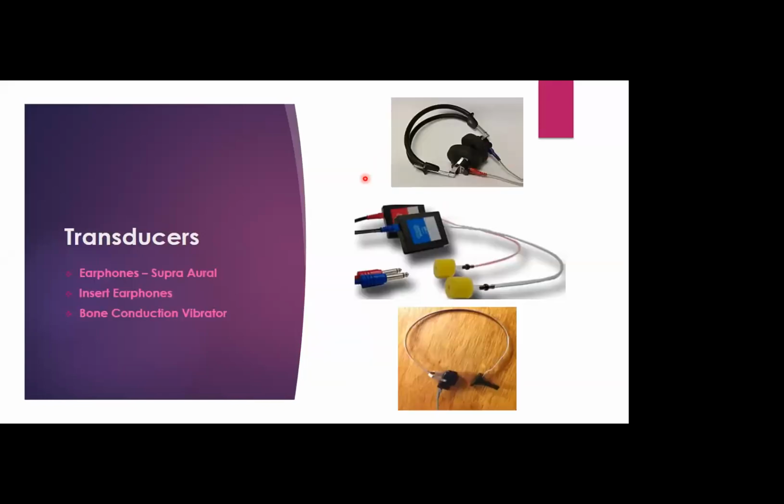So these are the various transducers which we can select. This is a supra-aural earphone, which includes the ear cushions and adjustable headband. It can be adjusted according to the size of the person's head. This is the insert earphones along with soft sponge ear tips, which are disposable and can be changed for every case. And this is a bone vibrator along with a headband. So appropriate transducers need to be selected and then used for conducting the procedure.